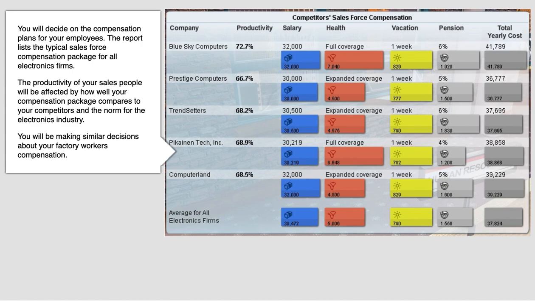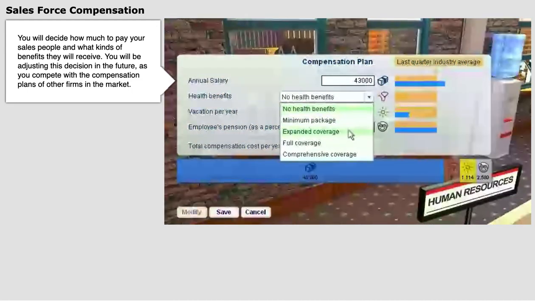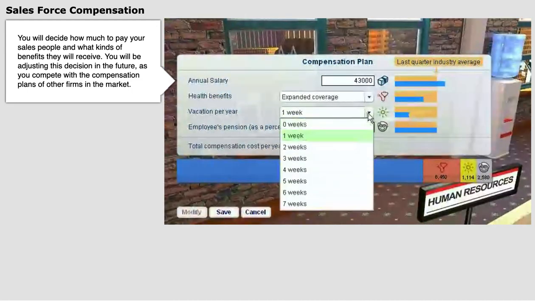You will be making similar decisions about your factory workers' compensation. You will decide how much to pay your salespeople and what kind of benefits they'll receive. You will be adjusting this decision in the future as you compete with the compensation plans of other firms in the market.